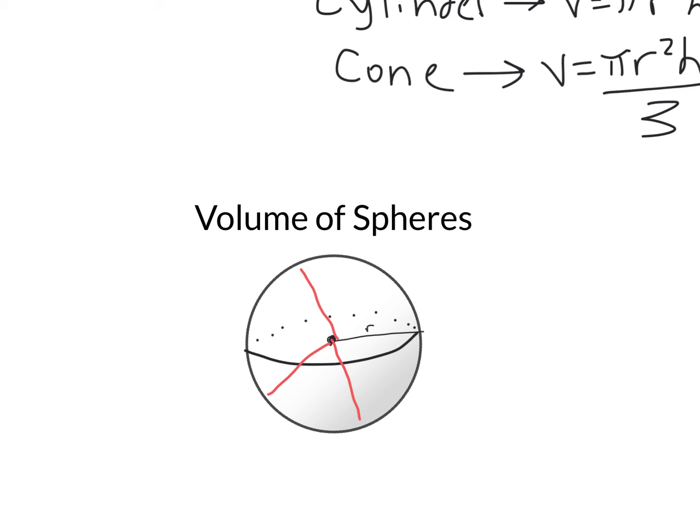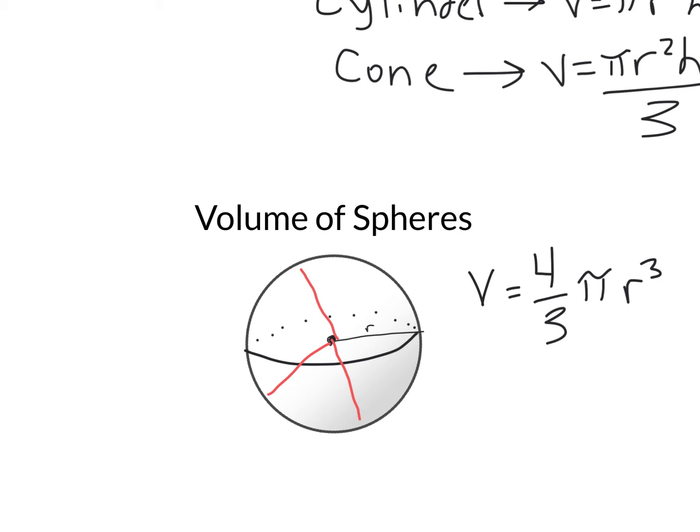So the way that it works with a sphere is we use the formula volume equals 4/3 times pi times the radius cubed. So I know we've been using squared in the cylinder and the cone. For a sphere, it's the radius cubed. So volume equals 4/3 times pi times the radius cubed.